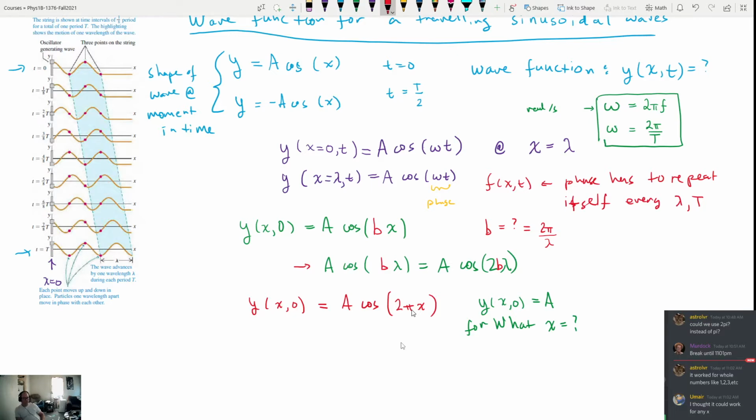So if we try x equal to 0.5, I know for a fact it's not going to work. If we try x equal to pi, how about that? You said any value of x. What if we do y of x equal to a times the cosine of 2 pi? What if we put in pi here? Is that going to work?